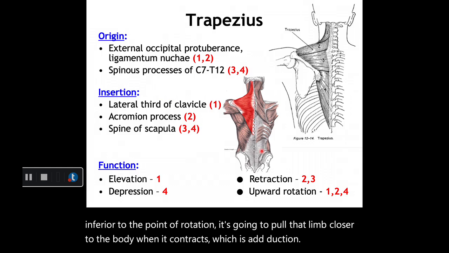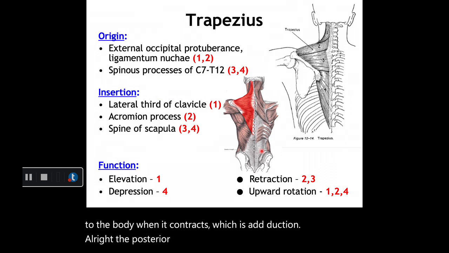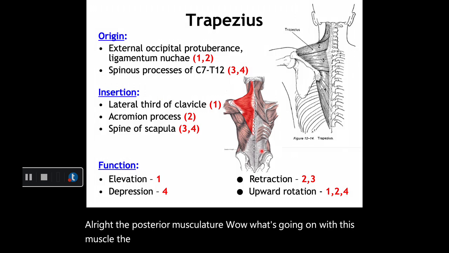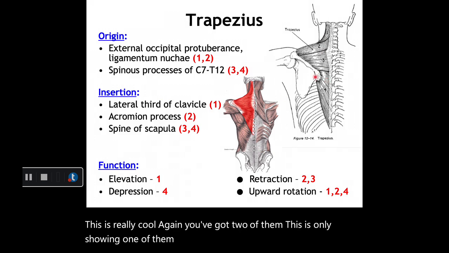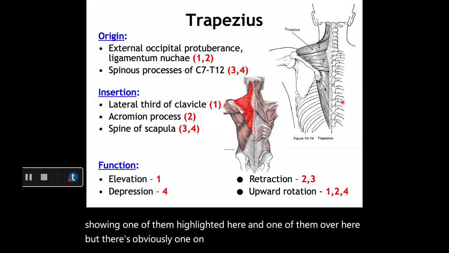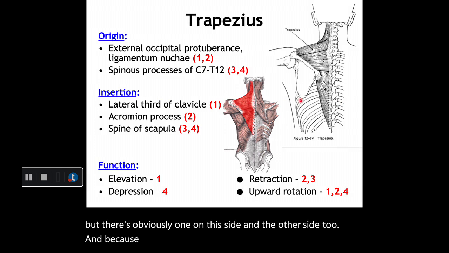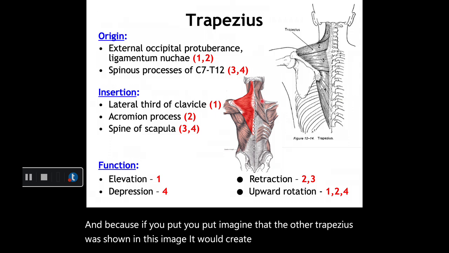All right, the posterior musculature. Wow, what's going on with this muscle? The trapezius. This is really cool. Again, you've got two of them. This is only showing one of them highlighted here and one of them over here. But there's obviously one on this side and the other side too. And if you imagine that the other trapezius was shown in this image, it would create this kind of trapezoidal shape.